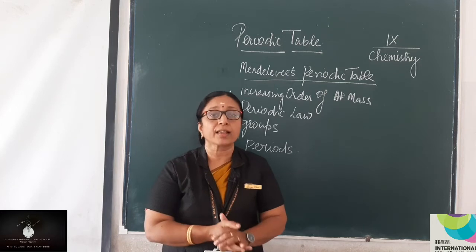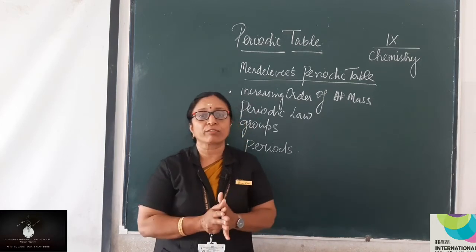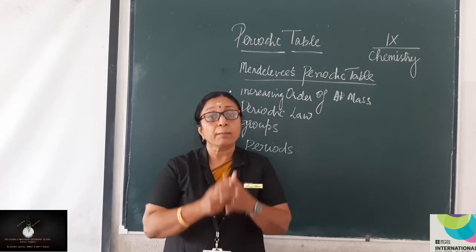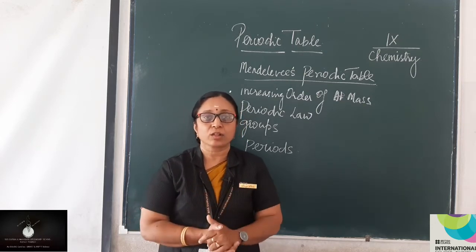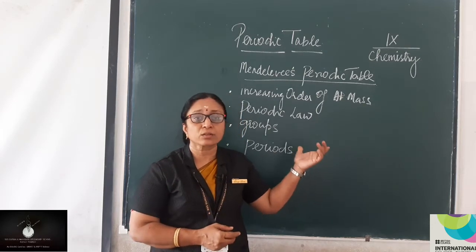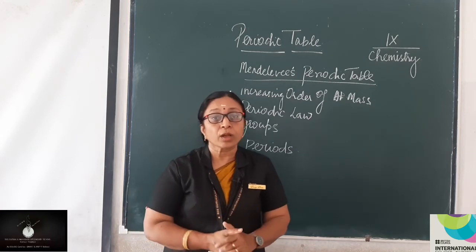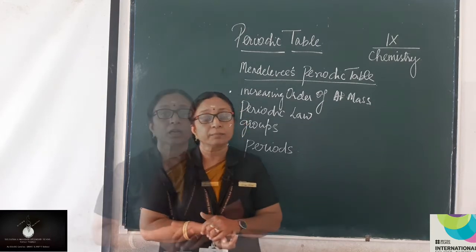The atomic mass of beryllium was changed from 14 to 9. This is just an example. Many examples of elements were there where Mendeleev changed the atomic masses. Beryllium is just one example. Okay. Now what was the third merit?